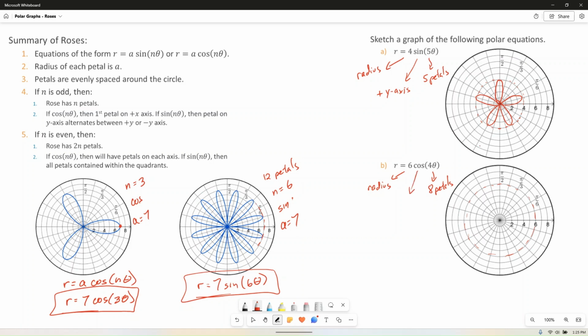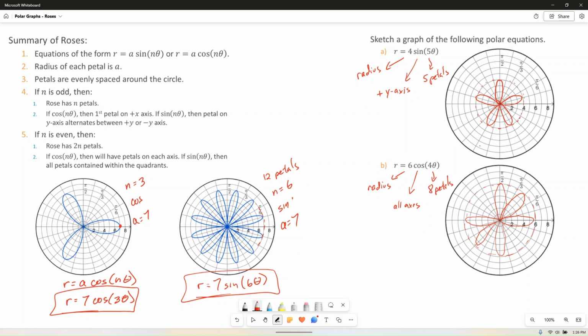And because it's cosine, I'm going to hit all 4 axes. So 1 petal extends from the origin in the positive x direction out to that circle of radius 6. Another extends along the negative x-axis. Another one extends in the positive y-axis, and then again on the negative y-axis. So I have 8 petals, and I've just drawn 4 of them on each of the 4 axes. So I have 4 more to draw, and they have to be evenly spaced amongst all of them. And so that means the other 4 petals should be inside the quadrants.